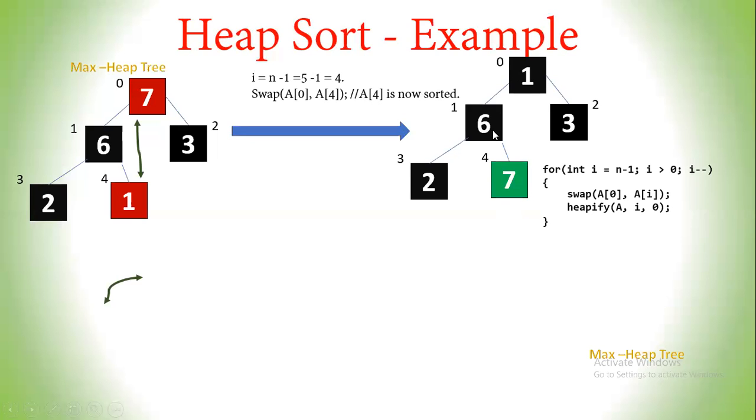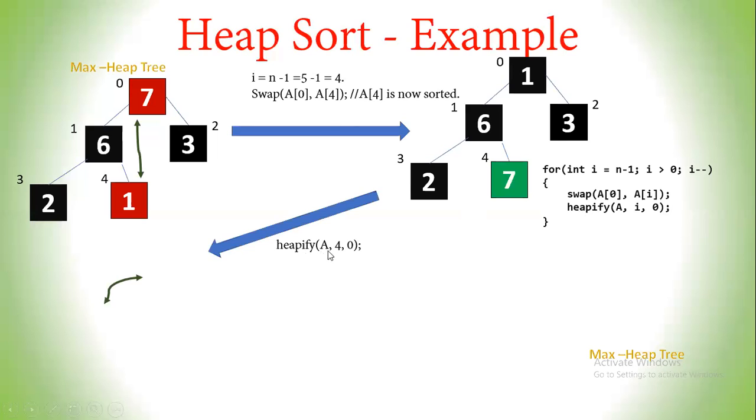A4 is sorted. Why? In ascending order, the last element should be the highest. That's what we call ascending order. In ascending order, the last element is the highest. So this is the last element, so this is now sorted. So next what? We should heapify A(i, 0). i is 4, so A(4, 0).